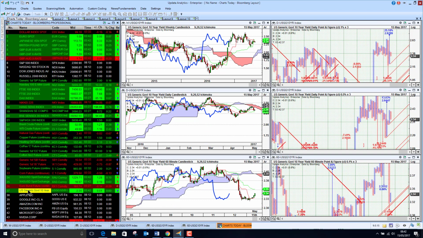Taking a look at the 10-year Treasury yields, 2.34%. We fell away a little bit last week, but we're just finding some support there.